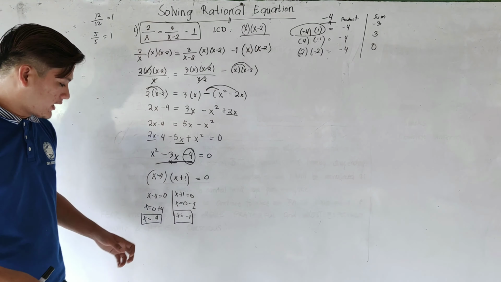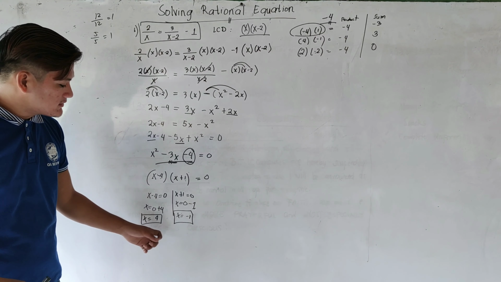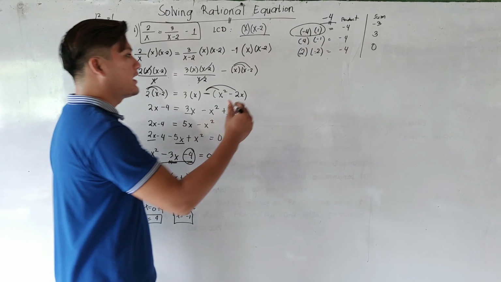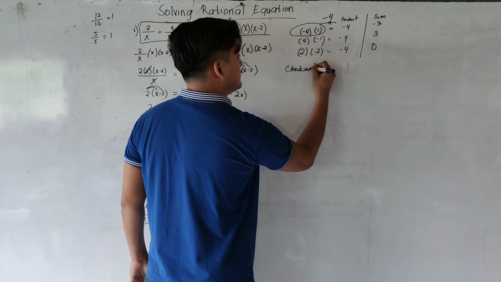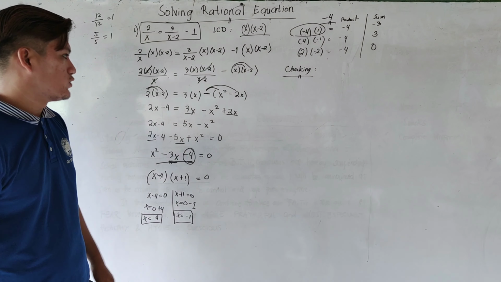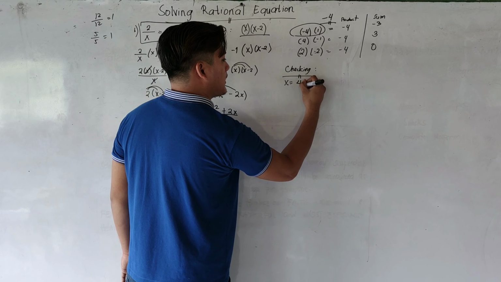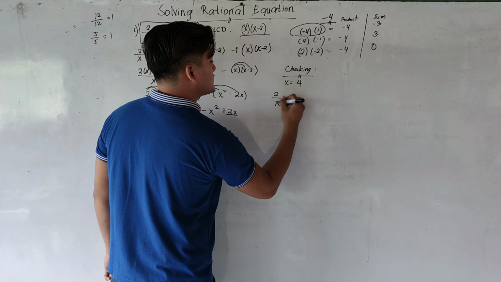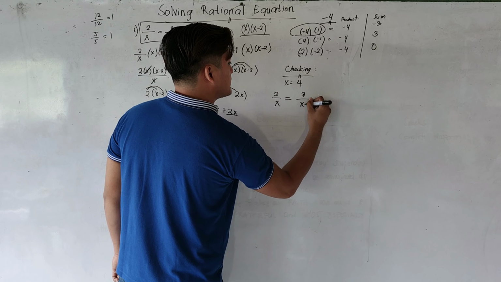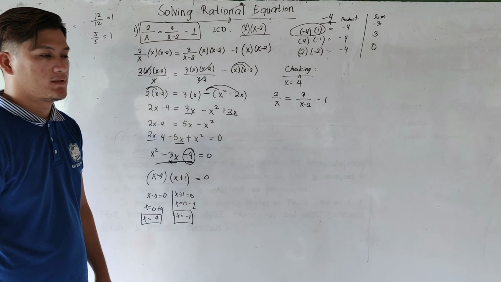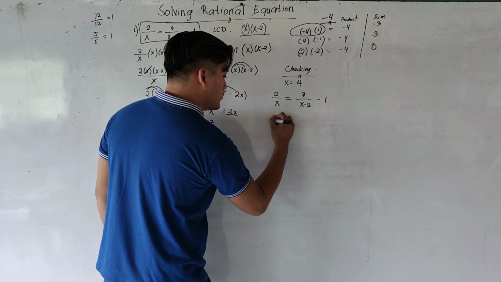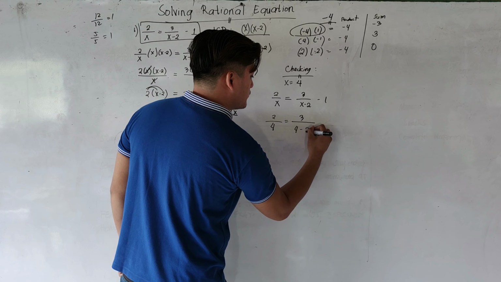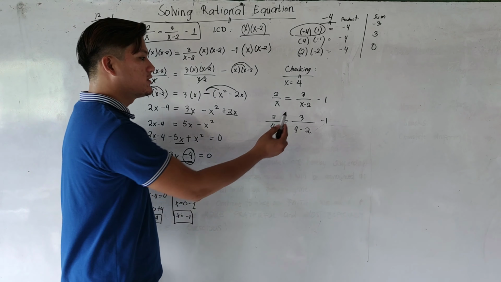So we have to apply checking for us to verify if these solutions are really the answers of this rational equation. Okay, apply checking. So our first value of x is equal to 4. So we have to substitute 4 into the equation. So we have 2 over x. Copy the equation. 3 over x minus 2 is equal to 1. So, substitute the value of x. So, 2 over x is 4. Then 3 over x, x is 4, minus 2, minus 1.